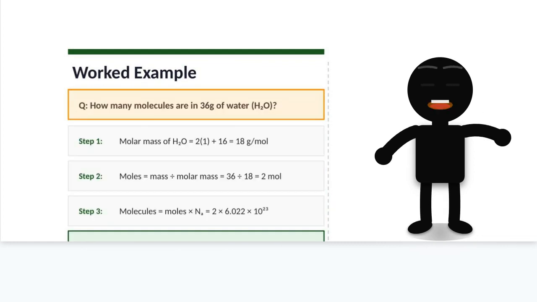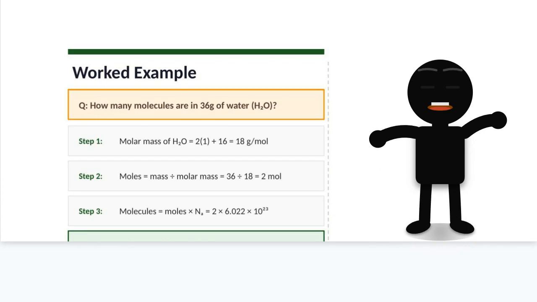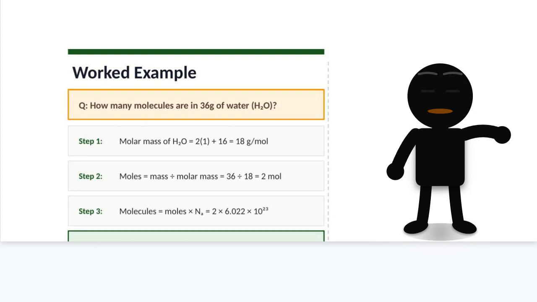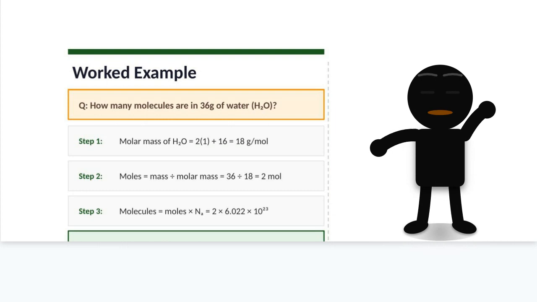Let us solve a typical NEET-style problem step by step. The question asks, how many molecules are in 36 grams of water? Step 1, find the molar mass. Water is H2O. So it is 2 times 1 for hydrogen plus 16 for oxygen, giving us 18 grams per mole.